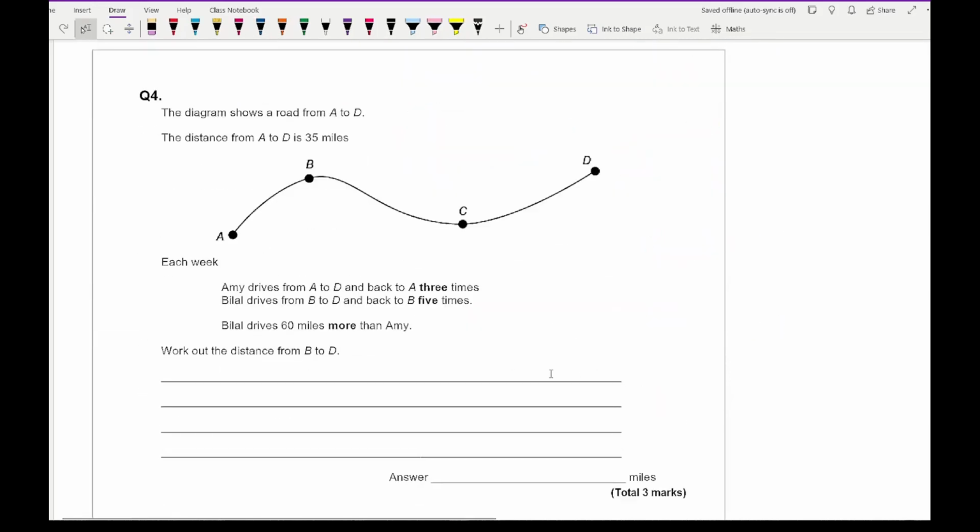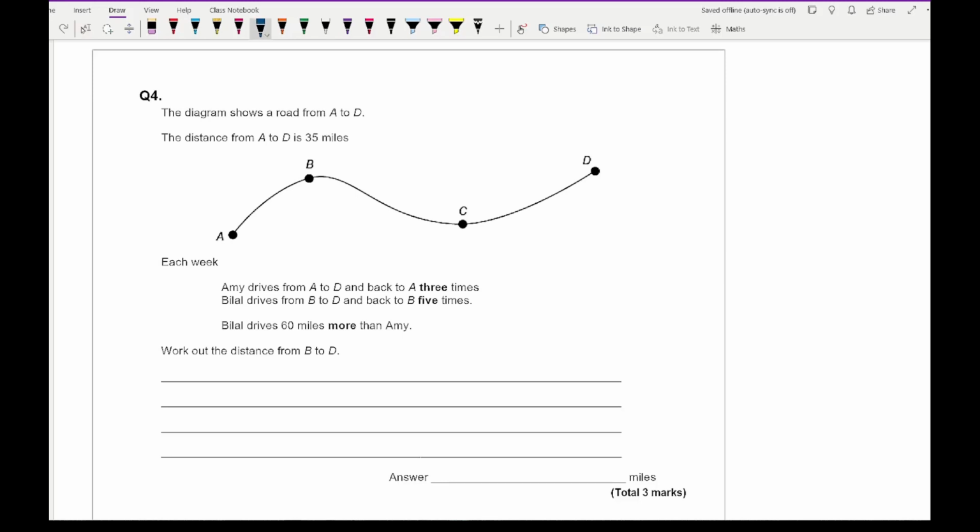Moving on to question 4, it says the diagram shows a road from A to D. The distance from A to D is 35 miles. Each week, Amy drives from A to D and back to A 3 times. Bilal drives from B to D and back to B 5 times. Work out the distance of B to D, knowing that Bilal drives 60 miles more than Amy.